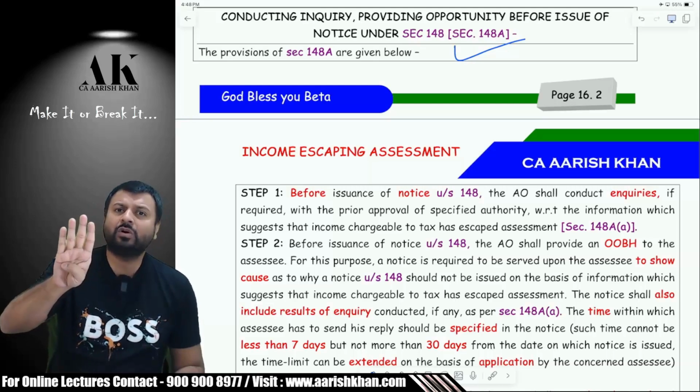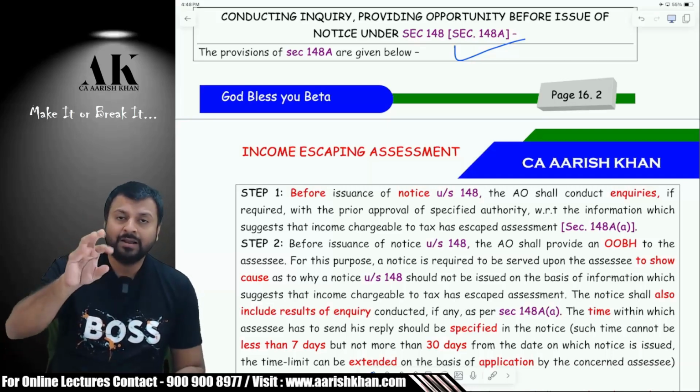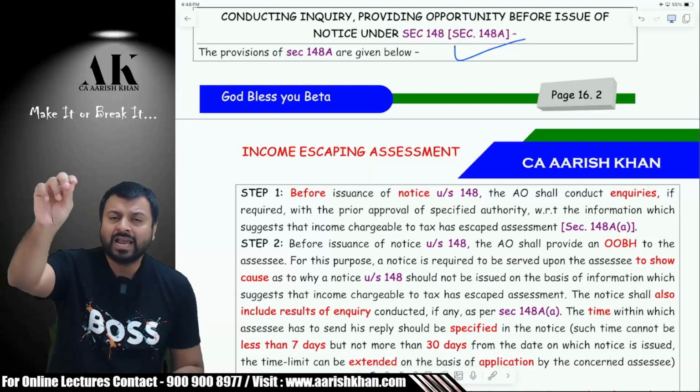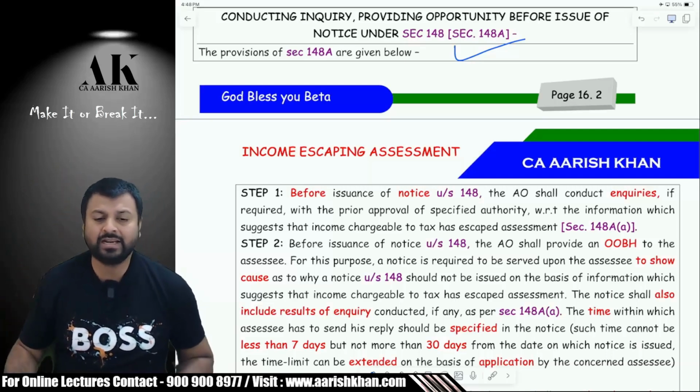But before sending the notice, the AO has to prove that he has information which suggests that income has escaped assessment. 5 points. But in two cases, search and seizure, and in case of survey, there is no need to prove those 5 points. Okay? He can directly send you the notice.